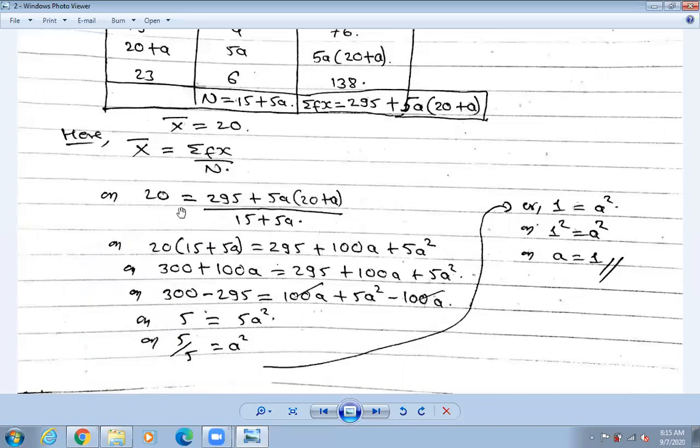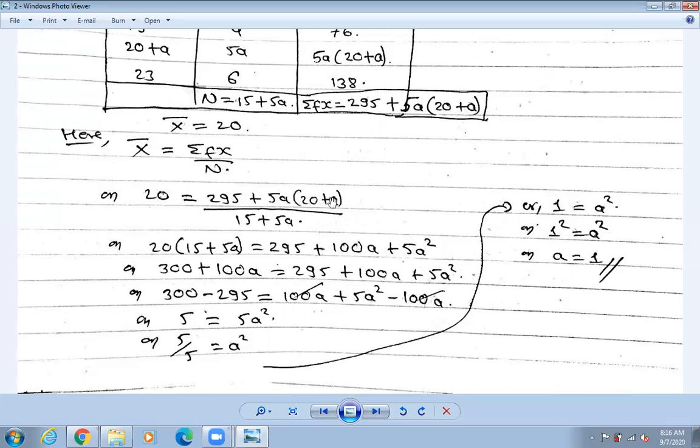Here we need to take this number to this side. That means divide, when it goes this side, it becomes multiply. So multiply both the numbers. 20 into 15 is 300, plus 20 into 5a becomes 100a. So here we got this number equals 295 plus 100a, plus 5a into a becomes 5a square. We are multiplying this number.